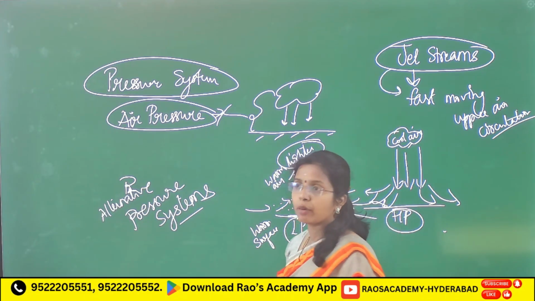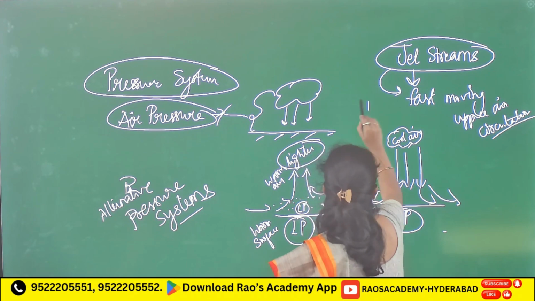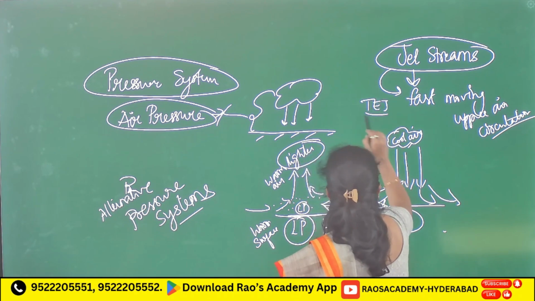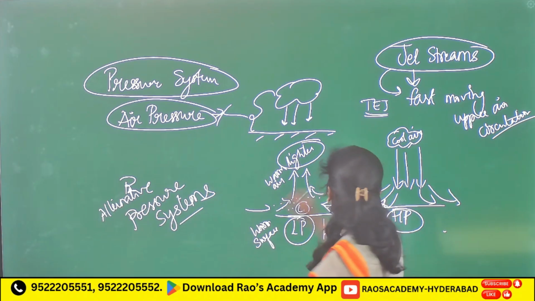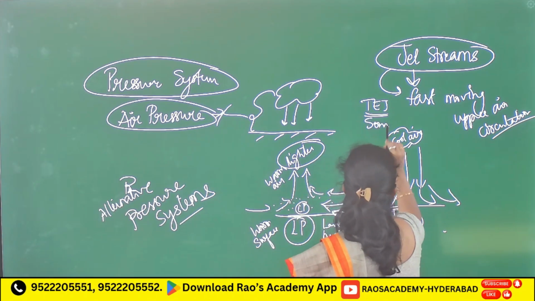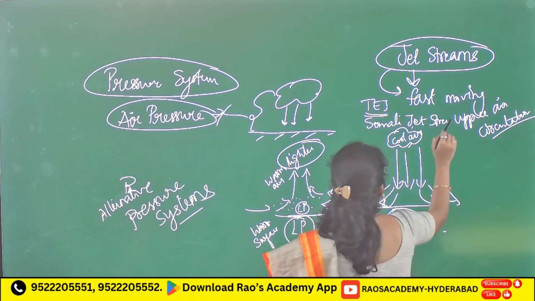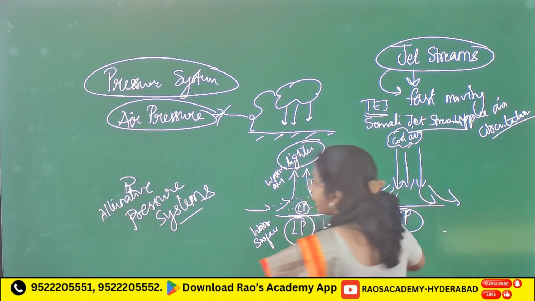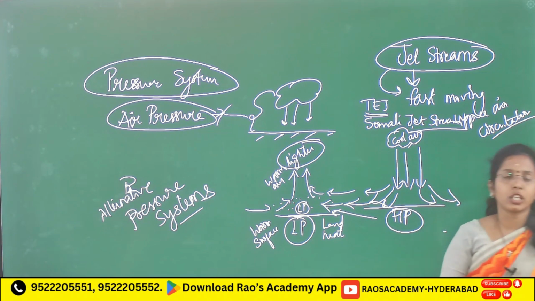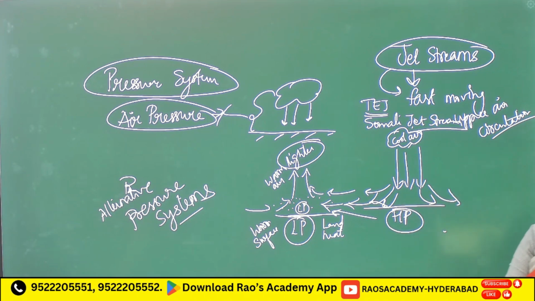Jet streams play a very important role. We are going to learn the tropical easterly jet stream and the Somali jet stream. Clear? These two are very important. If you know what a jet stream is, we are going to learn in detail these two types of jet streams in weather systems. Next.